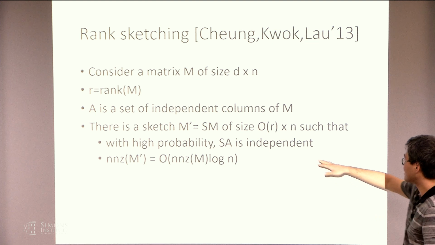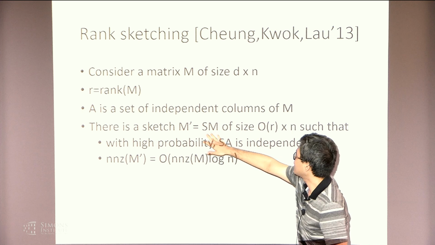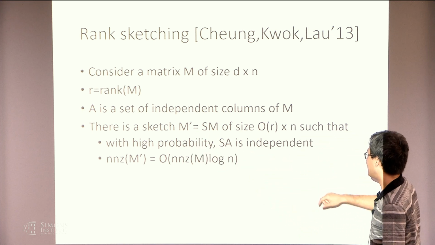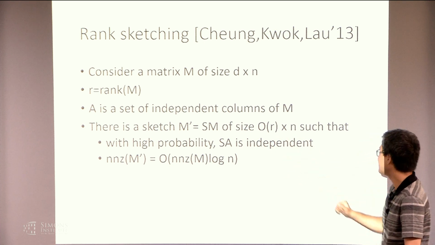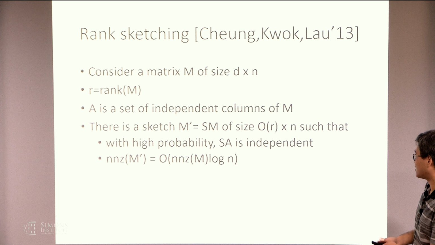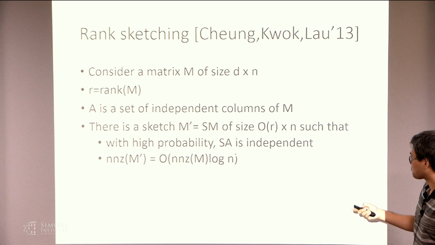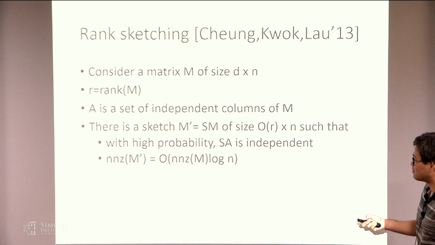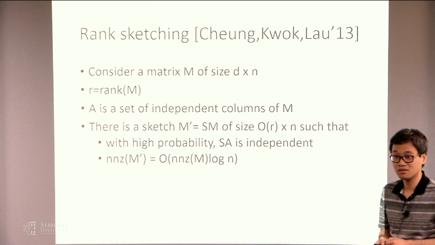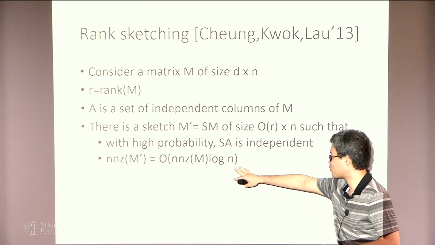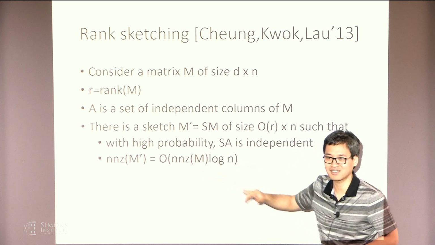So what we're going to do is multiply M with some sketching matrix to obtain a sketched matrix M prime with a smaller number of rows, roughly equal to the rank, such that with high probability we still preserve this set of columns as linearly independent. And at the same time, we do not blow up the sparsity of the input. Yeah, the blow-up is only a constant. This is only because I want the high probability guarantee.